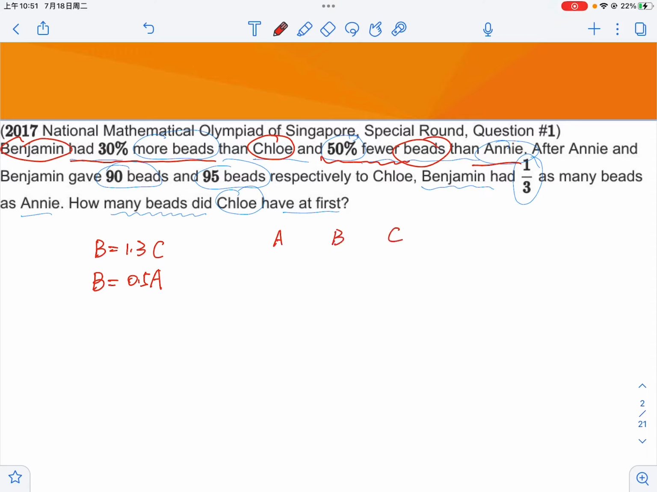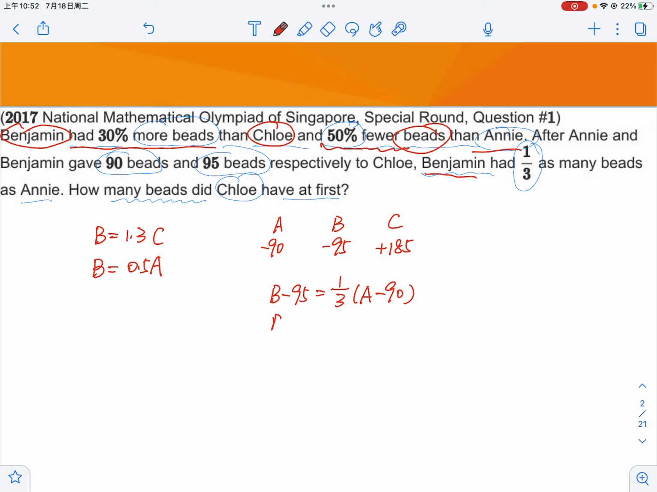After A and B gave 90 and 95 respectively to C, which means A, B, and C used to be what they were, now we minus 90, minus 95, and plus 185, right? B had 1/3 as many beats as A, which means B minus 95 should equal 1/3 A minus 90. We also don't forget that B equals 1.3C and B equals 0.5A.